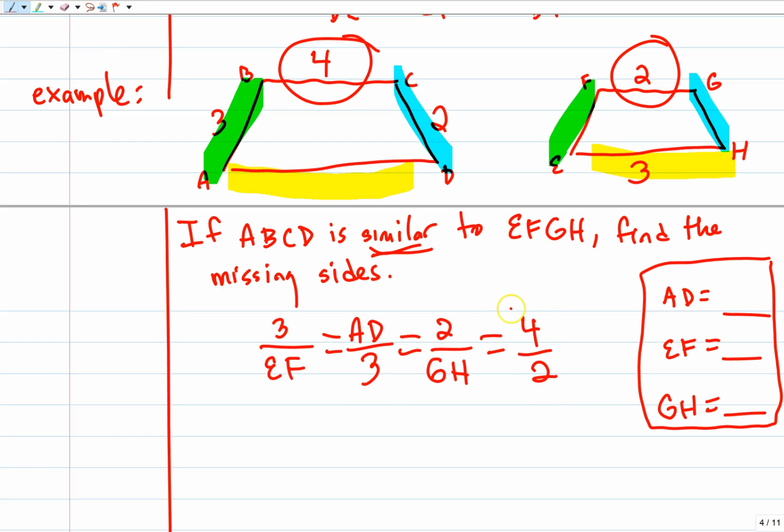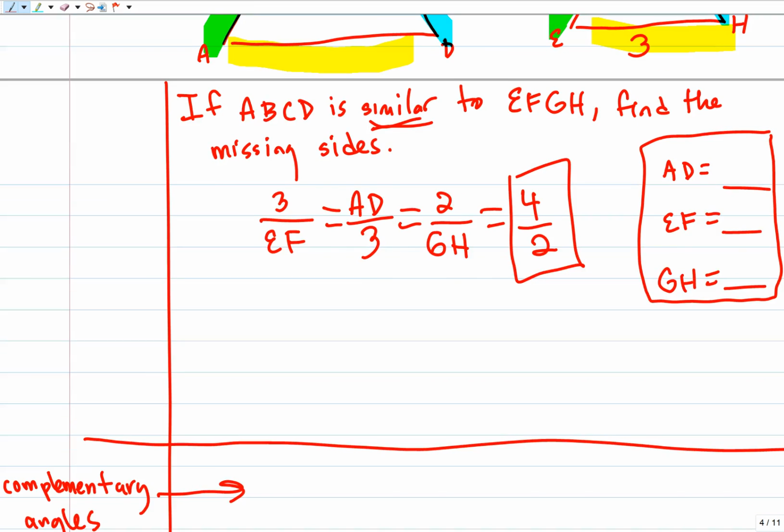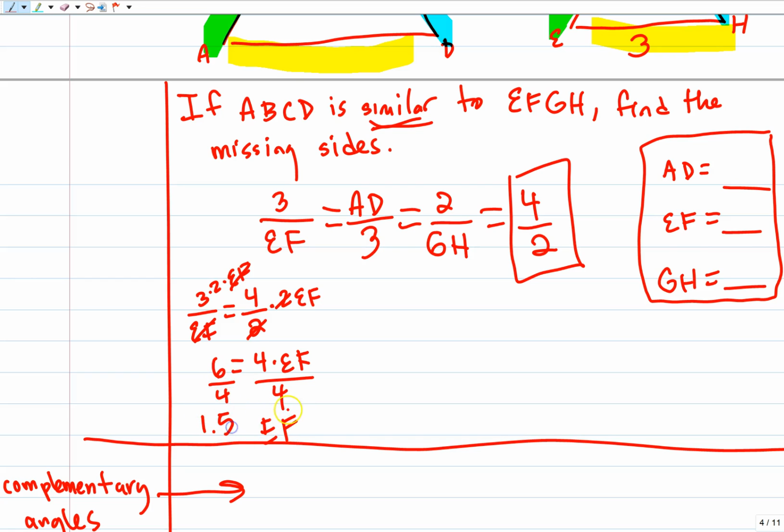This is a big deal, because all of the ratios should now be equal to 4 over 2. So what I can do is take each of these and set them equal to that 4 over 2. I can take 3 over EF is equal to 4 over 2, and I can solve this. We can cross multiply if you'd like. Multiply both sides by 2 and EF, and I'm left with 6 is equal to 4 times EF. I can solve for EF by dividing by 4, and I'll go ahead and do it as a decimal. EF would be 1.5.